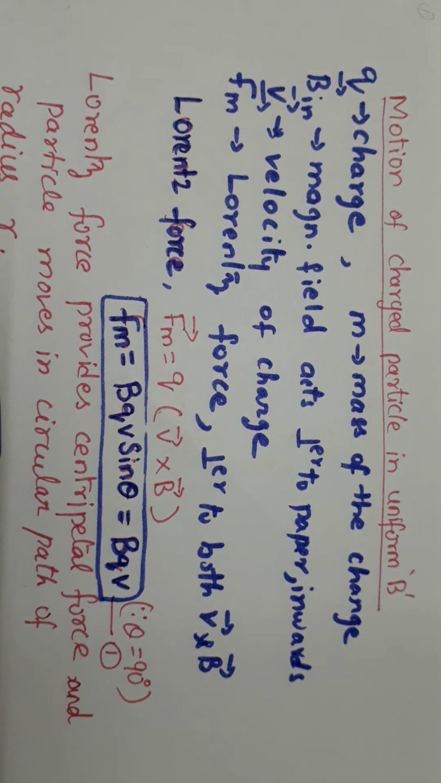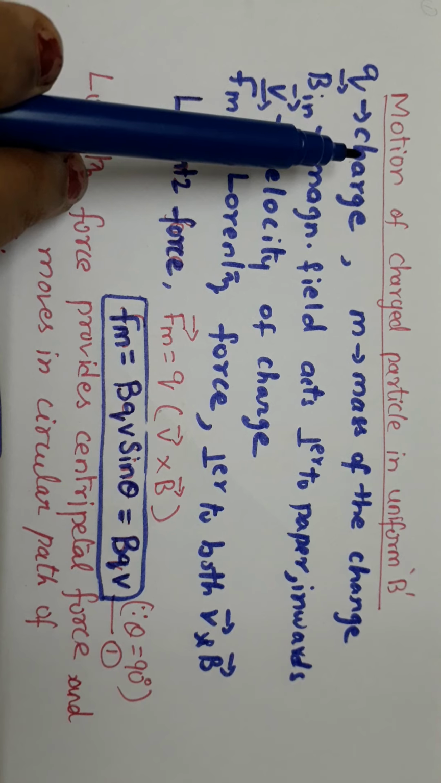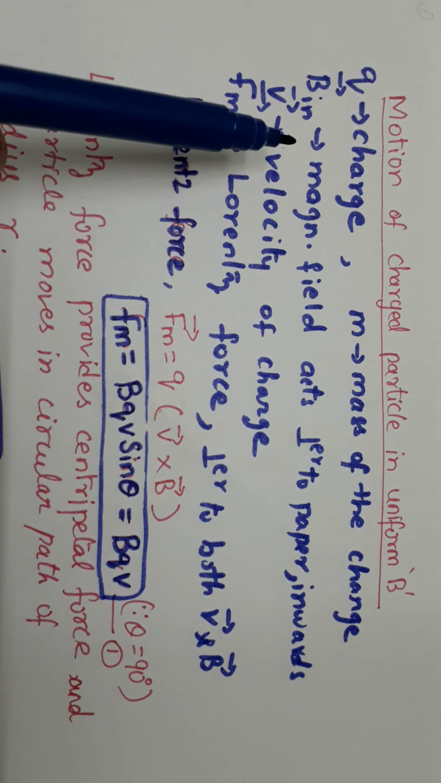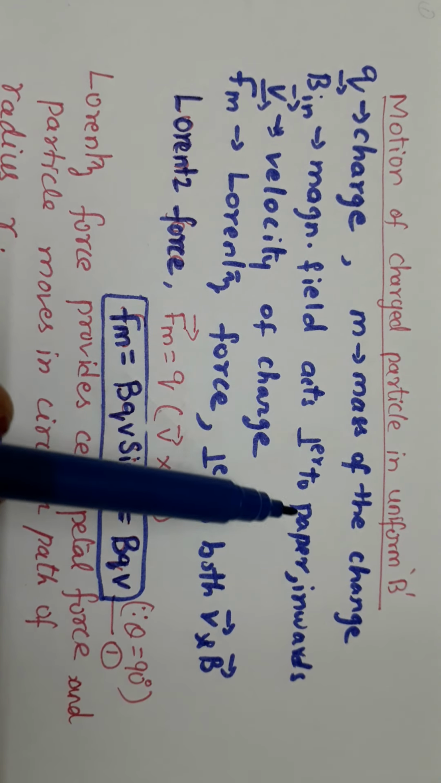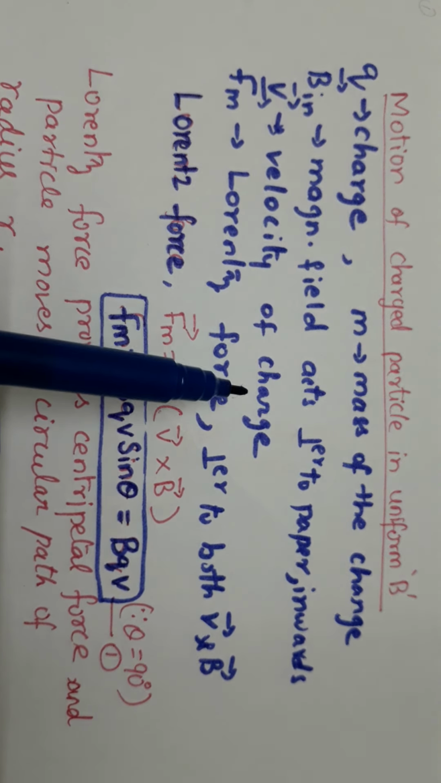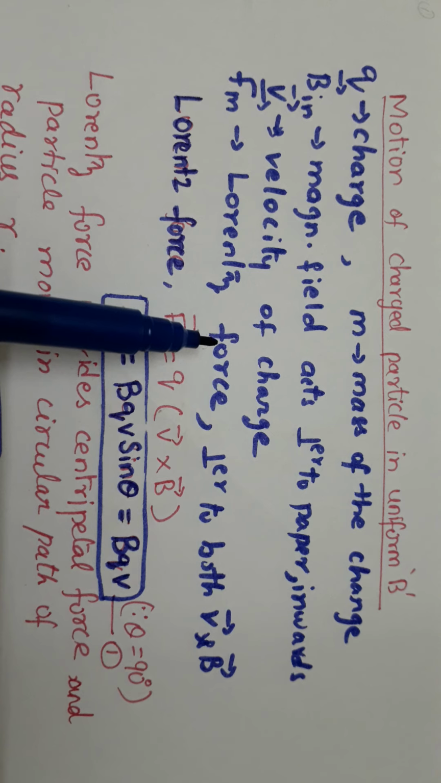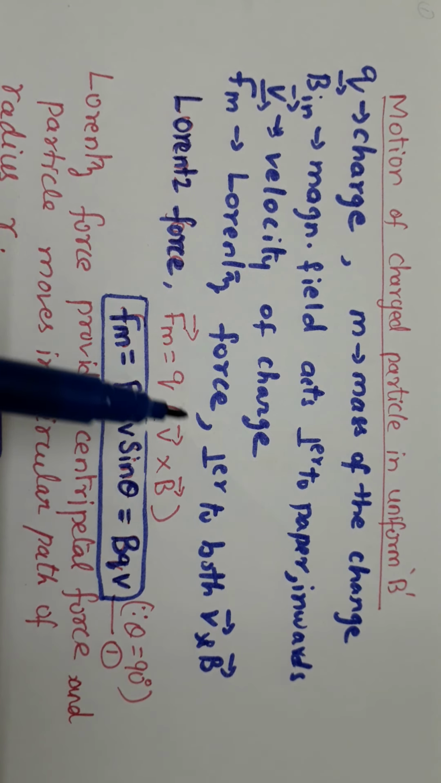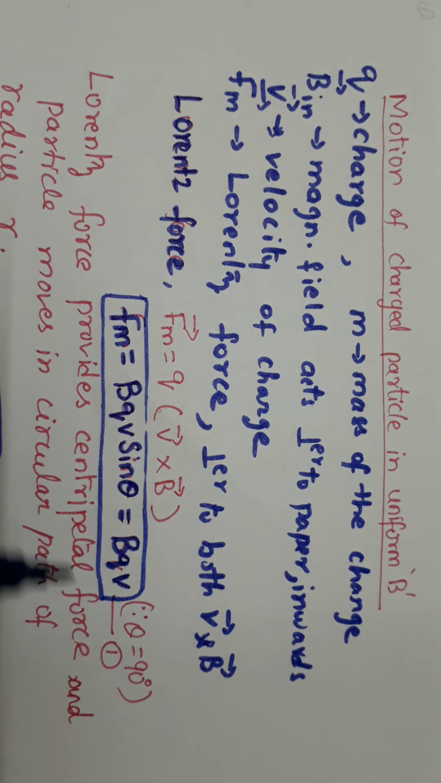First we will explain the diagram. You know that Q is the charge, M is the mass of the charge, and the magnetic field is acting perpendicular and it is acting inward, right? V is the velocity. Then Fm is the Lorentz force. This Lorentz force is perpendicular to both V vector and B vector.